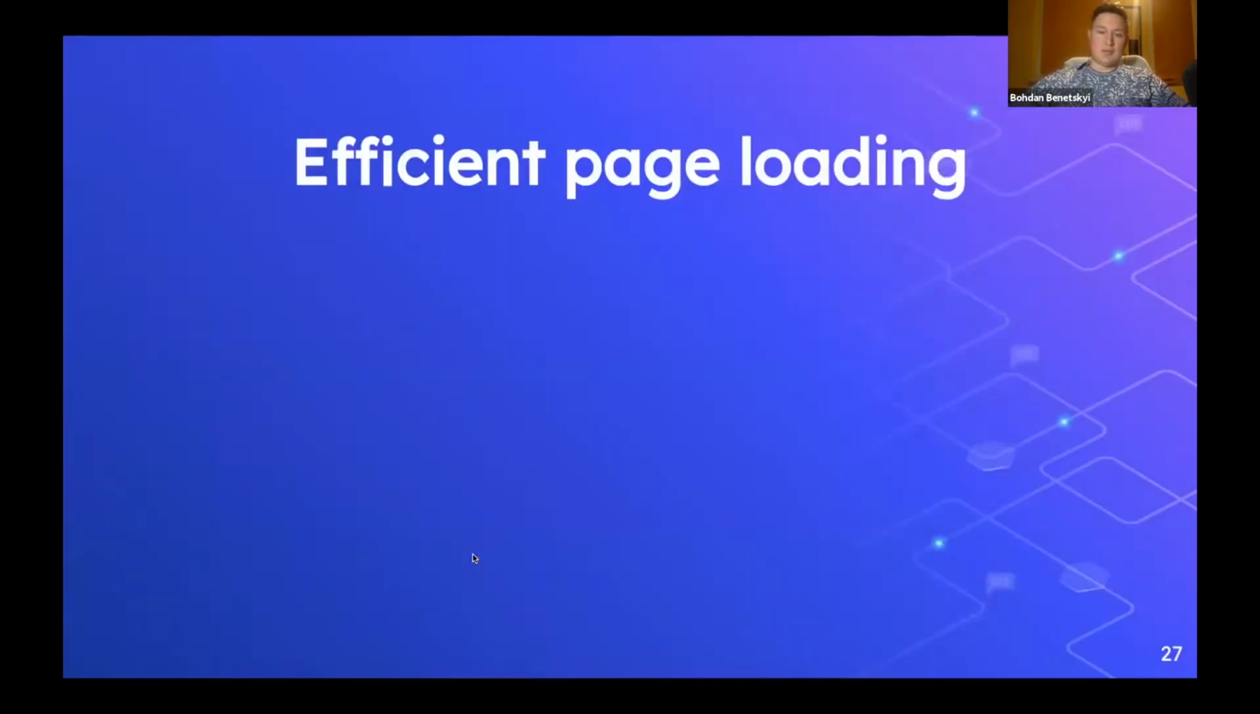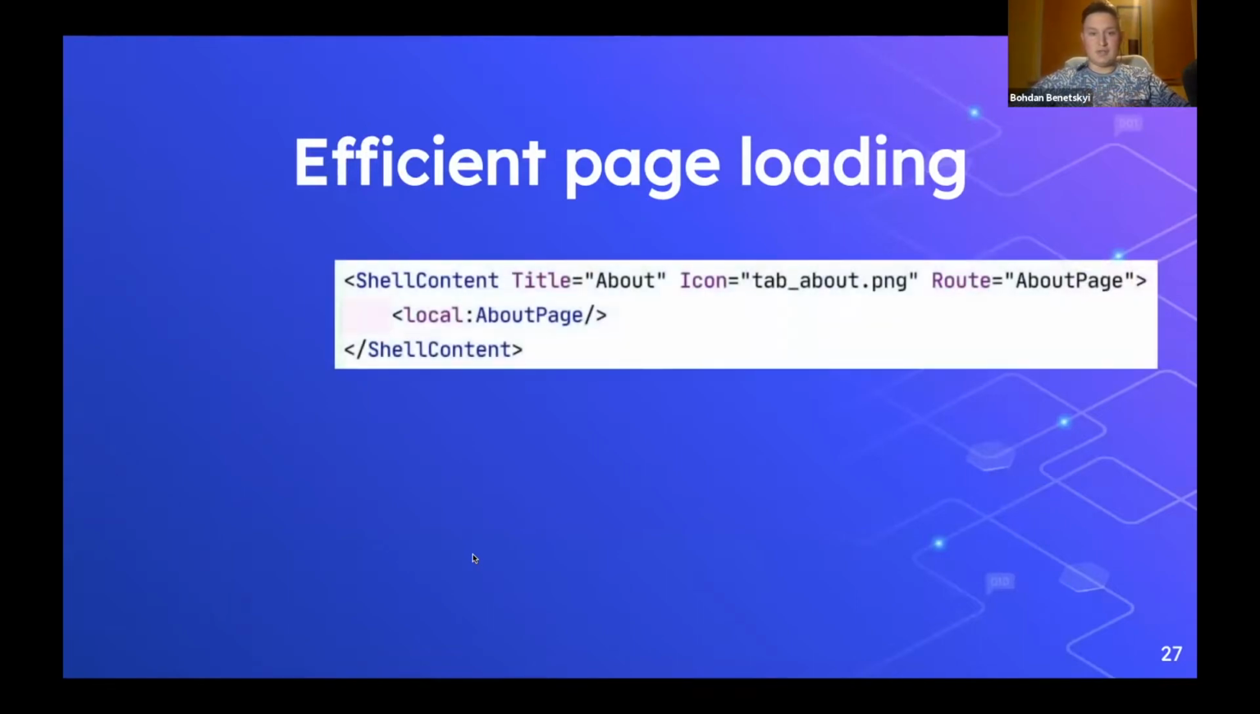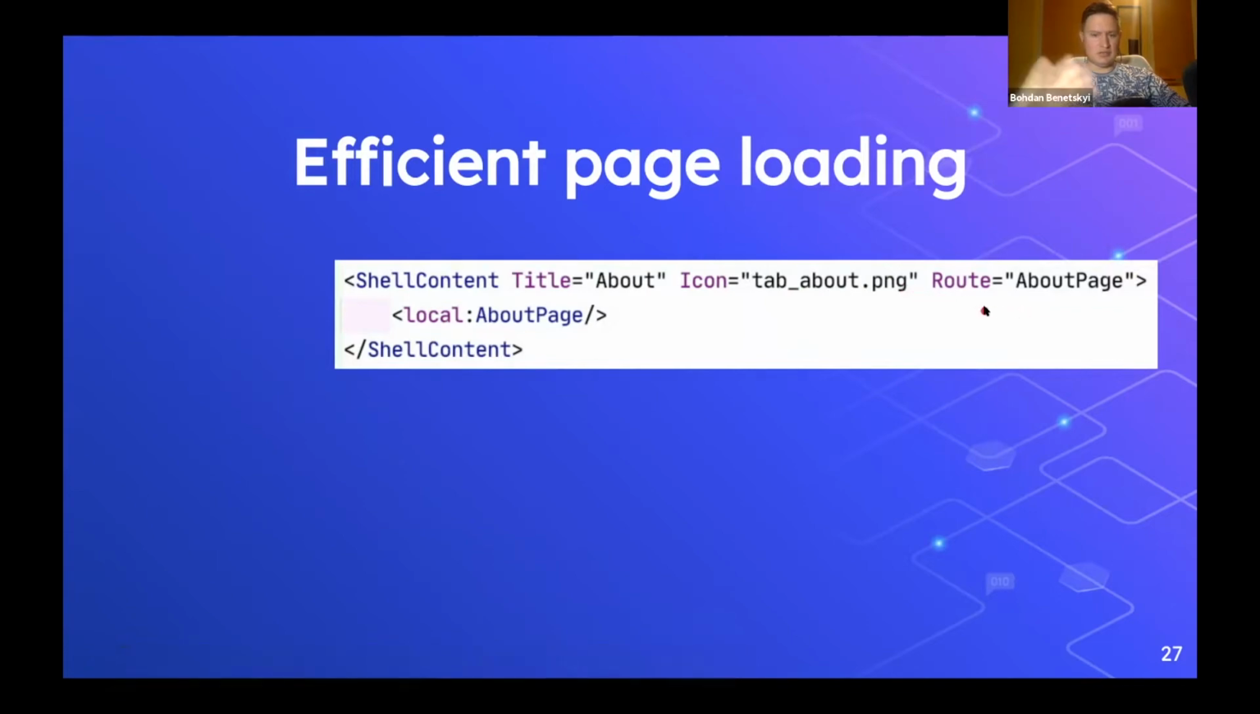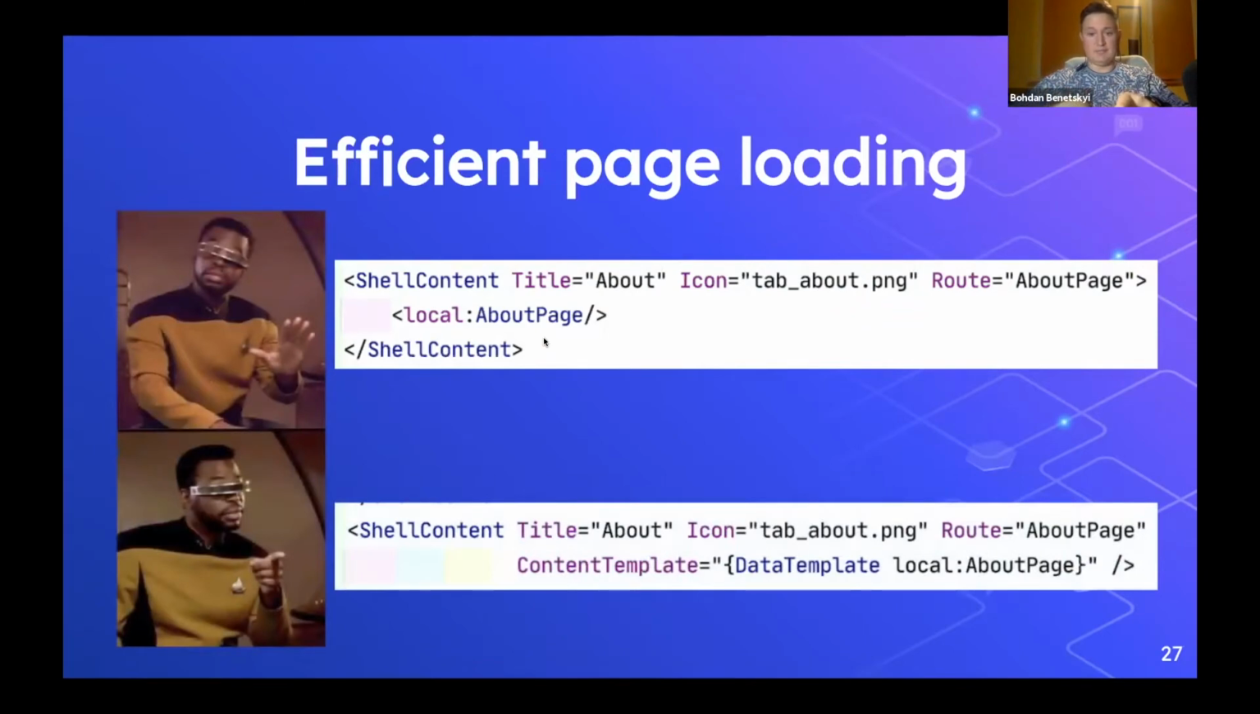And it's a moment to talk about efficient page loading. Earlier I was showing you that shell content has pages inside. Here we set the title, an icon from PNG, and a route. About routes we will talk much later, at the end of the presentation. And inside it we have our page. But all those pages will be loaded at application startup. So don't do that. Do this: use just a content template. It tells shell that the page should be loaded on demand, only when it's shown for the first time, and later it can even be unloaded from memory. So never do the first way, just always use a content template.